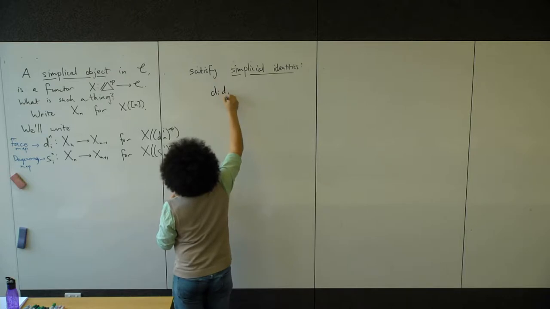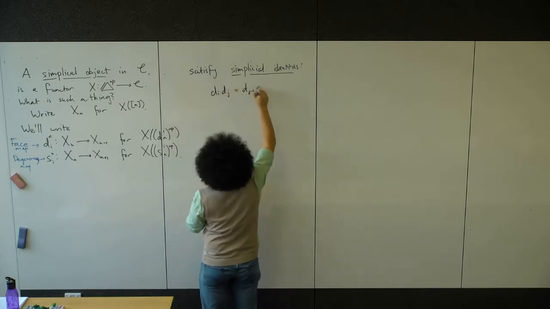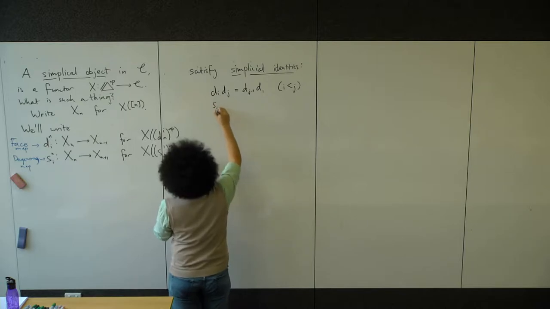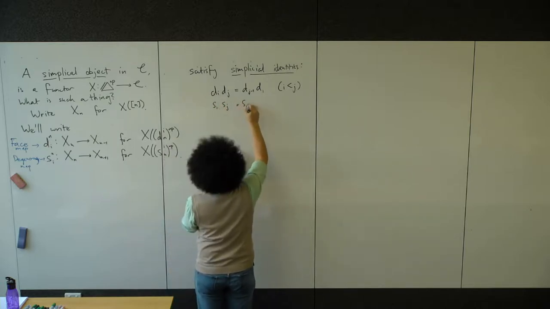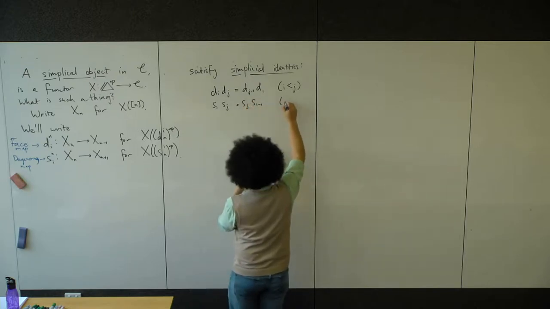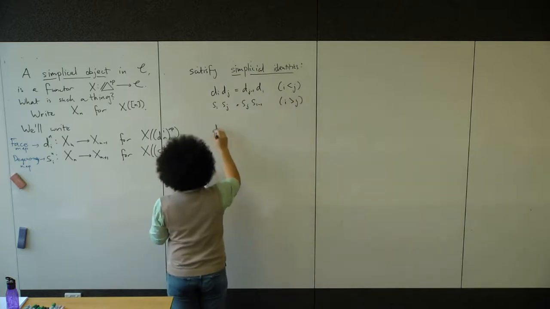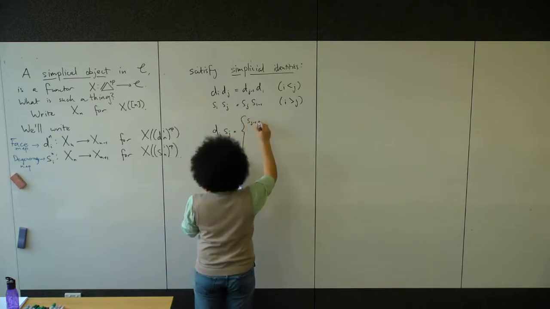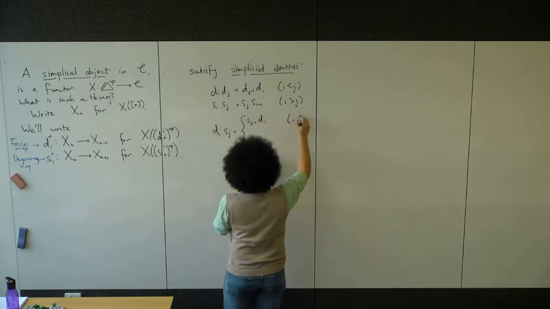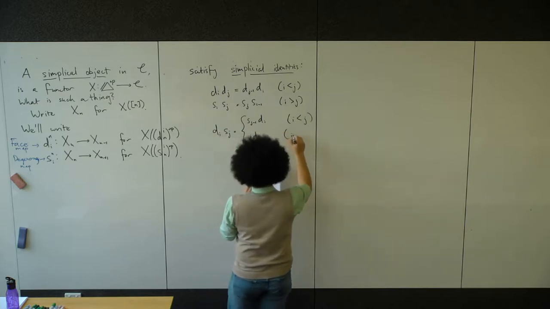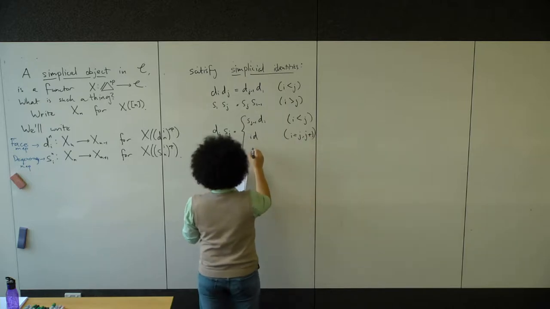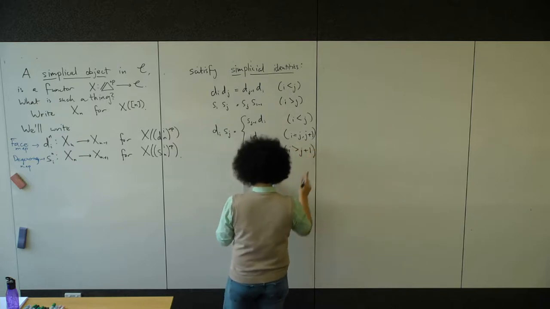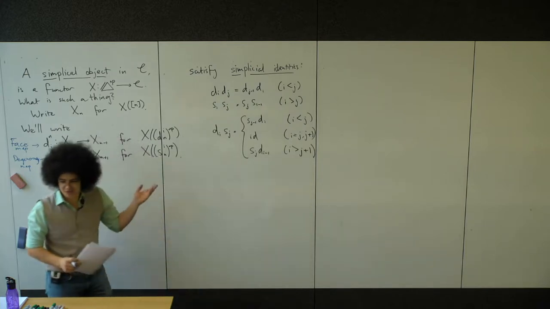So we have d_i d_j is d_{j-1} d_i for i less than j. We have s_i s_j equals s_j s_{i-1} for i greater than j. And then for d_i s_j, we have s_{j-1} d_i for i less than j, we have the identity for i equals j or j plus one, and we have s_j d_{i-1} for i greater than j plus one. Okay, great. That's just what a functor into some category is.